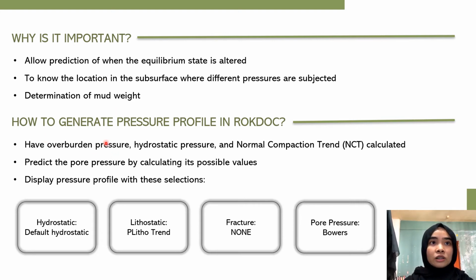How to generate pressure profile in RockDoc? Okay, so there are three main steps to generate the pressure profile. The first one is to have the overburden pressure, hydrostatic pressure, and normal compaction trend to be calculated. Next, to predict the pore pressure by calculating its possible values. Lastly, to display the pressure profile by using these following selections. The first one is for the hydrostatic, we will choose the default. For the overburden, the pick trend, we will not use the pressure. Lastly, for the pore pressure, we will use the Bowers option.